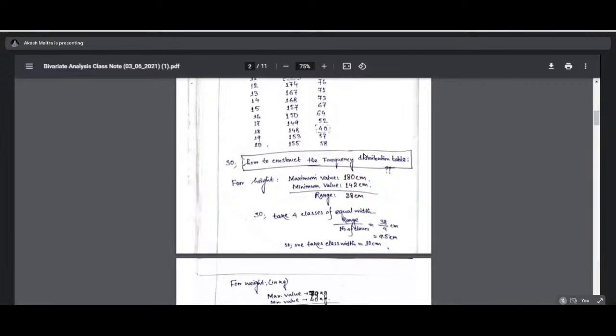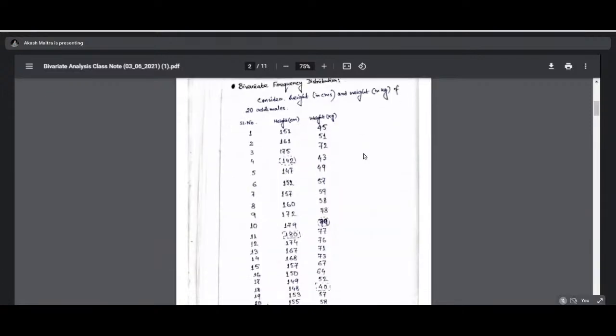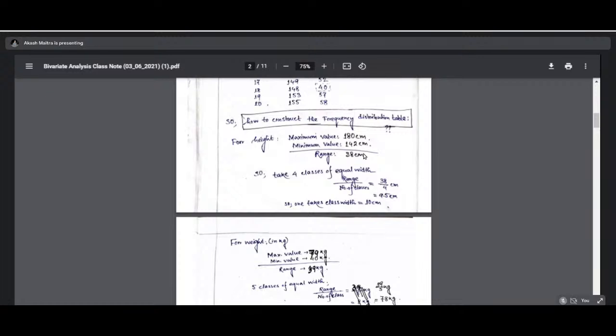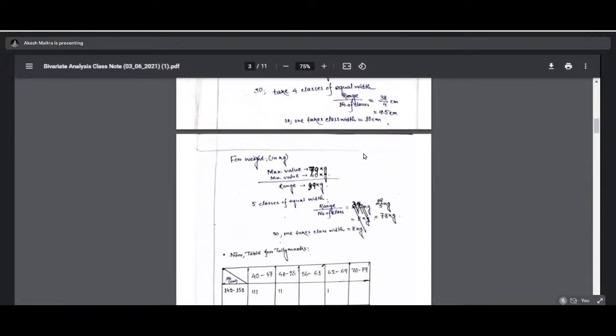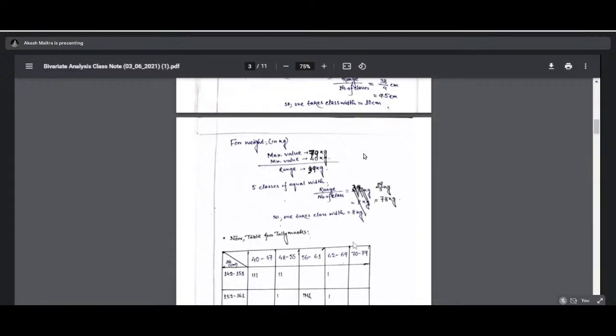There is nothing to tell you; you already know this in class 11. So take 4 classes of equal width. This is nothing conventional. I have just written 4 classes of equal width to make the group look good. So range by number of classes equals 38 by 4 centimeter equals 9.5 centimeter. So one takes class width of 10 centimeter. Similarly, for weight in kg, I have maximum value 79 kg and minimum value 40 kg. Range is 39 kg. I have chosen 5 classes of equal width, then range by number of classes equals 7.8. So one takes class width equal to 8 kg.